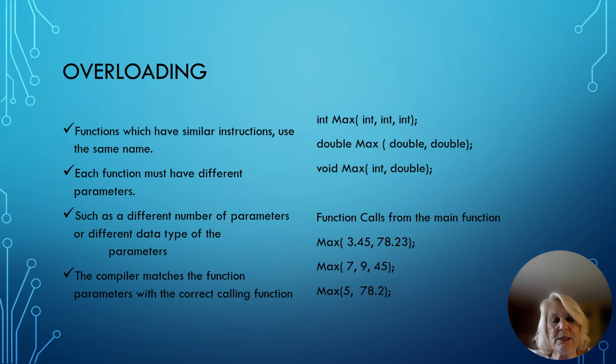So over on the right, we have one function called max, which receives 3 integers and returns an integer. We have one max with 2 doubles, and we have a max with an int and a double. So with the function calls, the first one has max and it has 2 doubles, so it would go to that second function listed above. The next one has 3 integers, that would go with the first one, and the last one has an integer and a double, and that would go with the third definition.